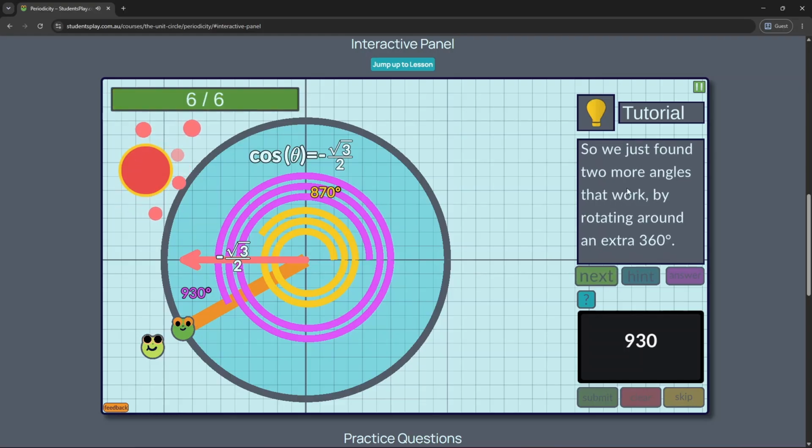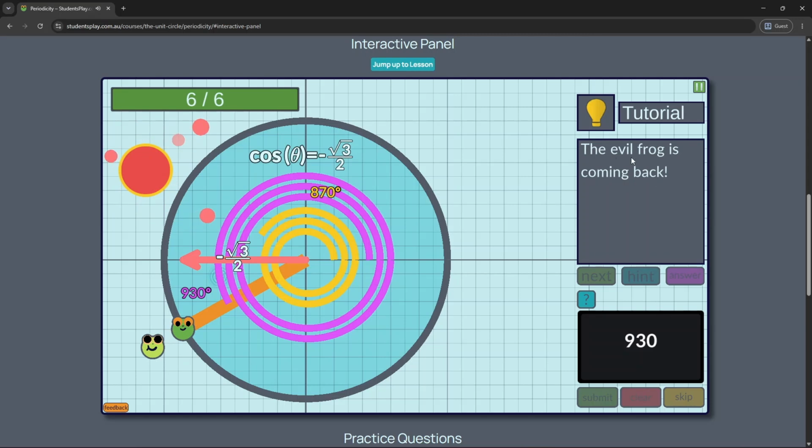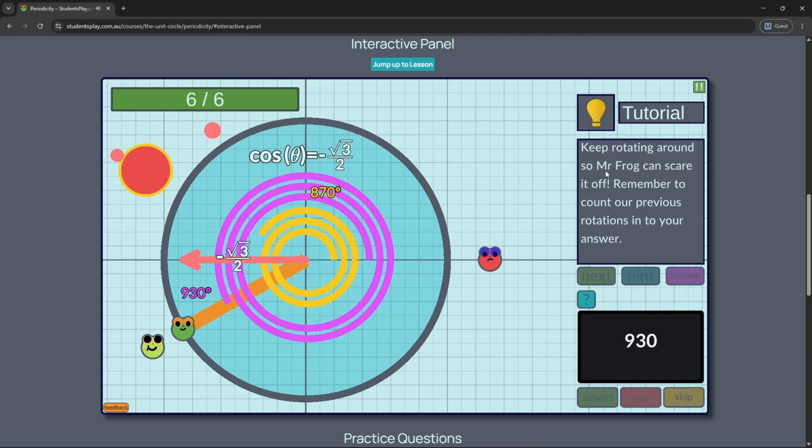So we just found two more angles that work by rotating around an extra 360 degrees. Oh my goodness. The evil frog is coming back. Oh no, this guy will mess you up. Keep rotating around so Mr. Frog can scare it off. Remember to count our previous rotations into your answer.